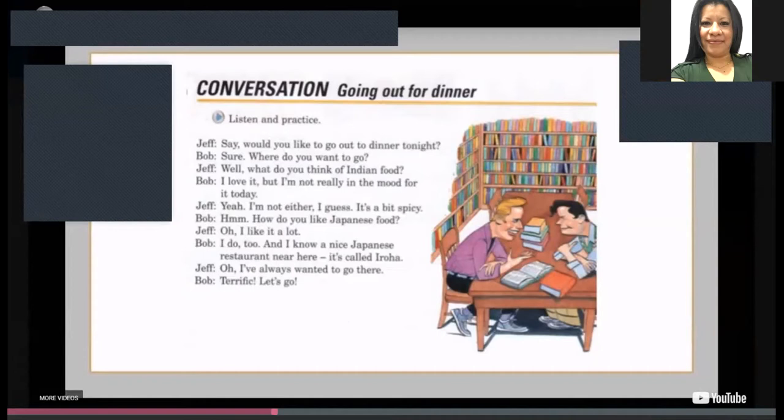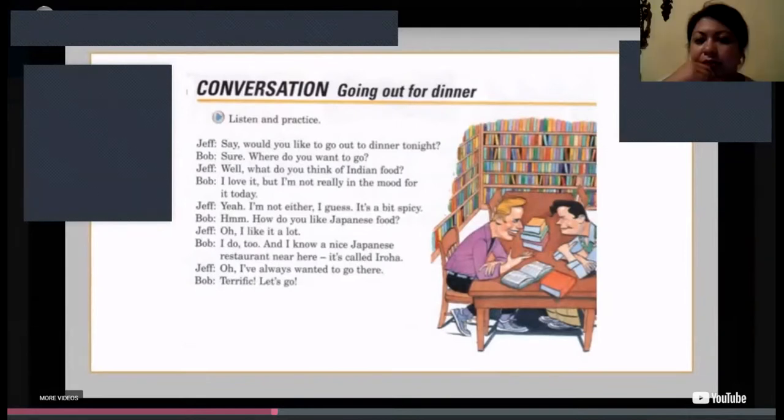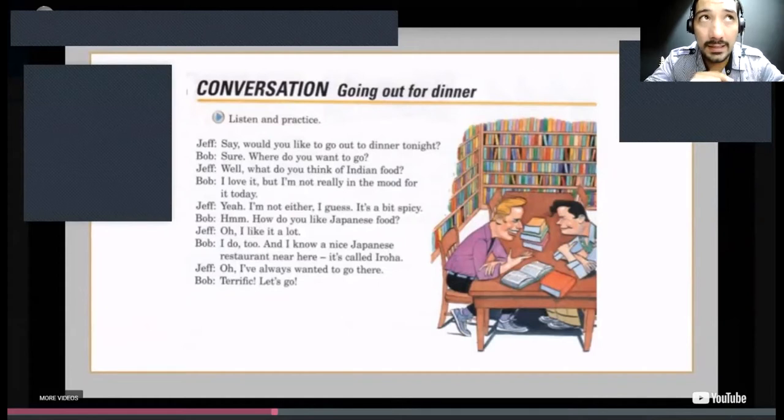Teacher, could you explain to us why you pronounce "wanted" that way? Excellent. Thank you. Okay, really quick. Hay tres tipos de pronunciaciones de los verbos regulares en pasado. Son tres pronunciaciones diferentes. ¿Se acuerdan que los verbos regulares en pasado terminan con ed, verdad? Okay, good. Están en el chat de Zoom.